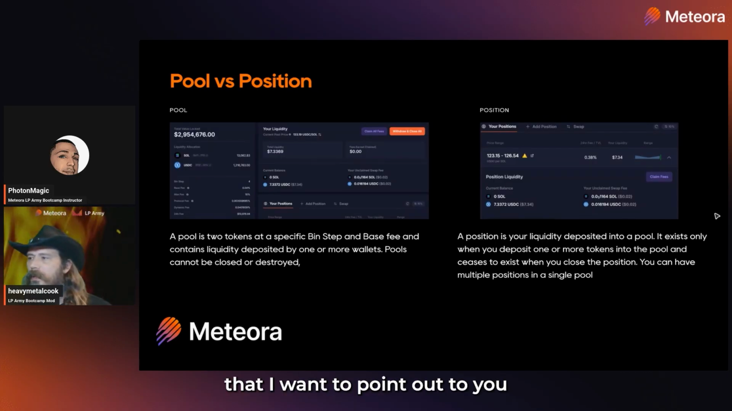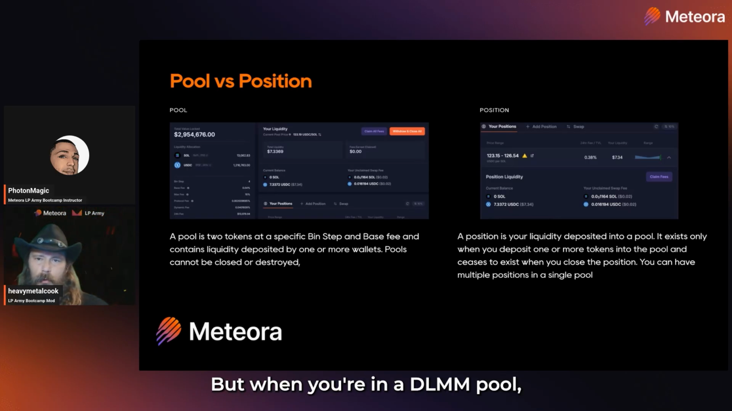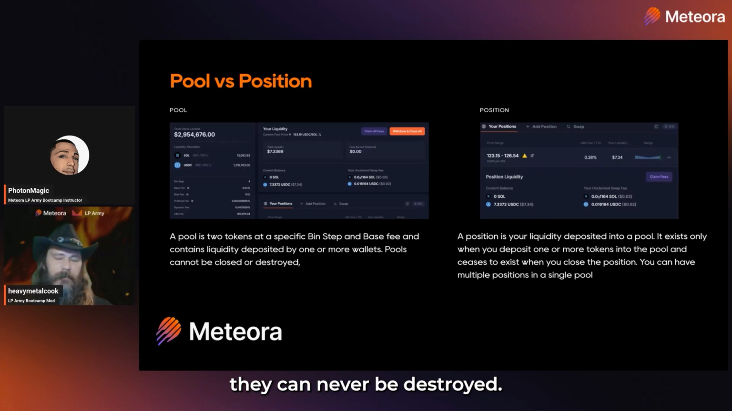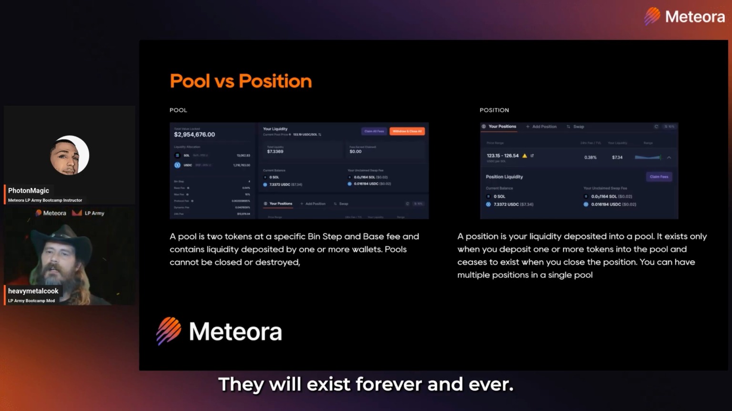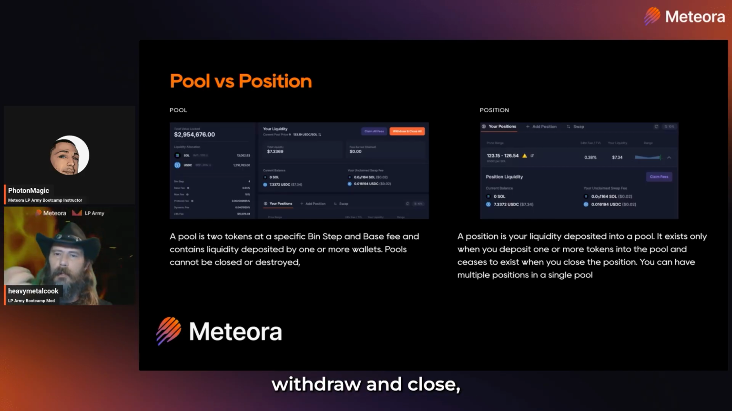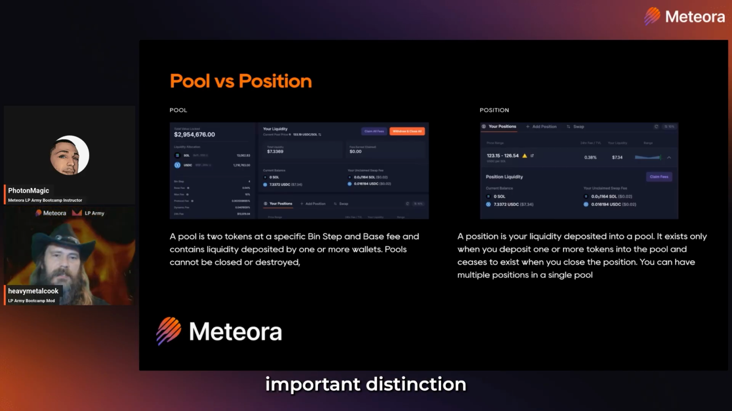Okay, one point that I want to point out to you guys is the pool versus position. I'm going to show you guys what this looks like here in a bit. But when you're in a DLMM pool, that's all the liquidity together, okay? You don't own the pool. You create a position within the pool. That is your liquidity, okay? Pools, once created, can never be destroyed. They will exist forever and ever. Positions are created only when you deposit, and whenever you withdraw and close, then the position is destroyed. It's just an important distinction to remember.